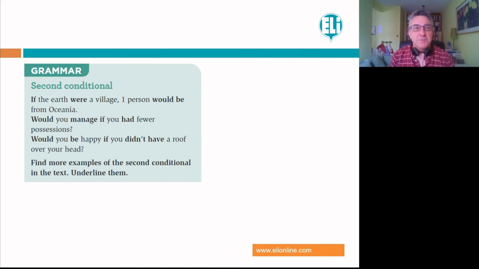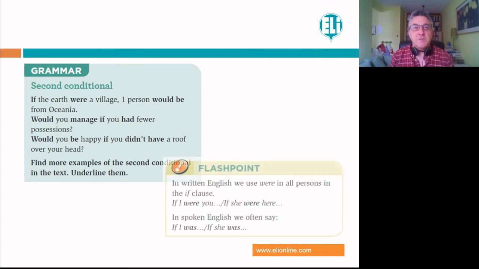There we go. Nice bit of second conditional there. So that's what we're doing in that unit. If the earth were a village, one person would be from Oceania. Would you be happy if you didn't have a roof over your head? So conditional sentences there to get them to use the language, and a flashpoint there.